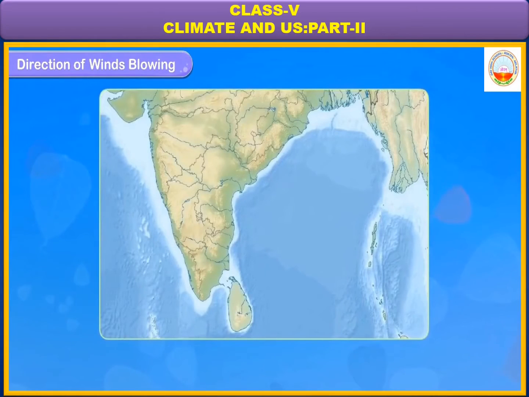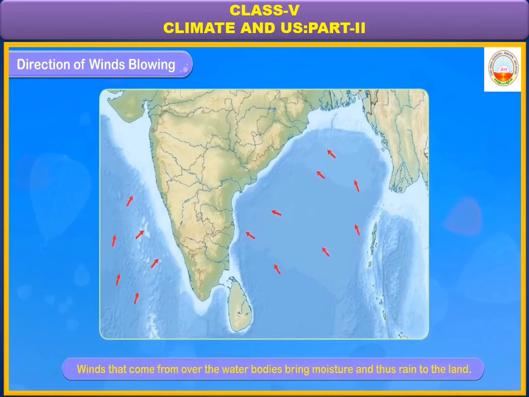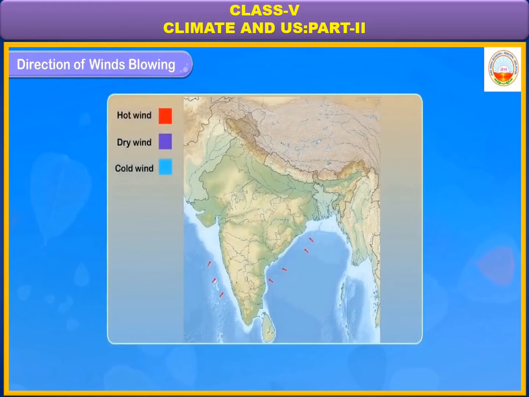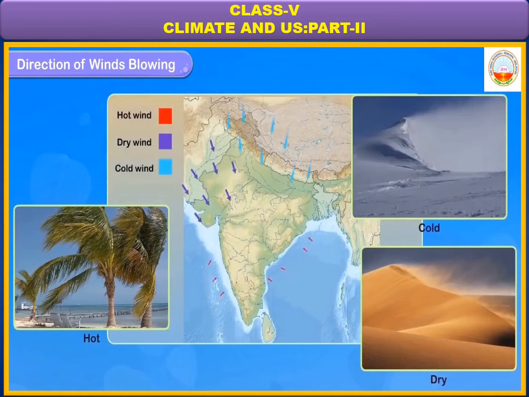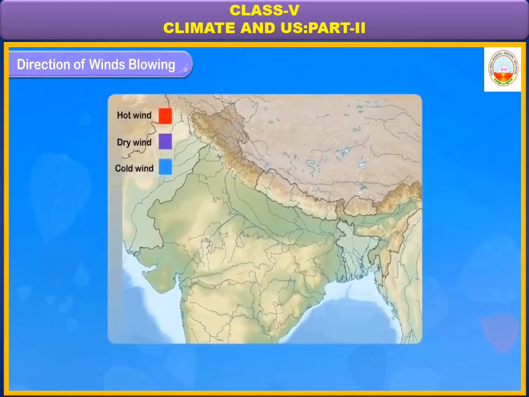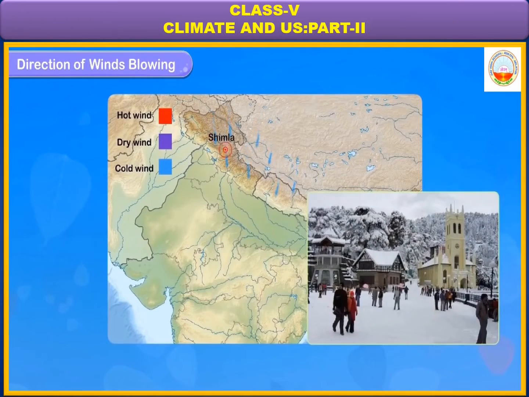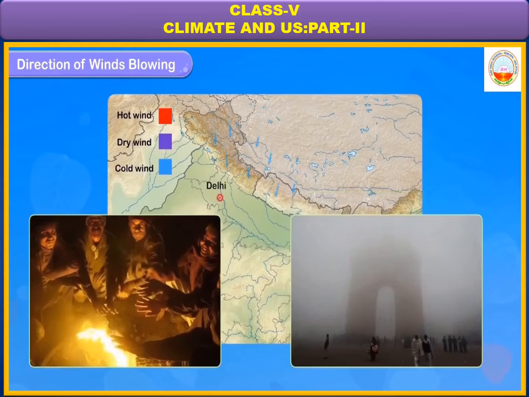Now let us learn direction of winds blowing. Winds that come from over the water bodies bring moisture and thus rain to the land. The winds can be hot, dry, or cold depending upon the region they pass through, and thus affect the climate of the area. The cold winds that blow in North India after snowfall in Shimla drop the temperature of Delhi and surrounding areas in winter.